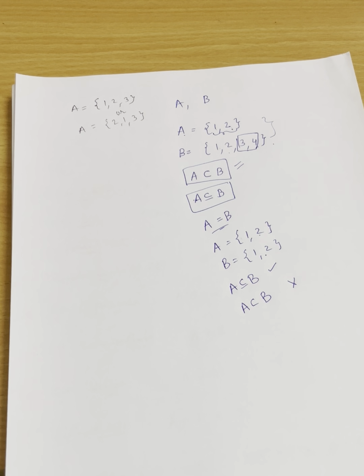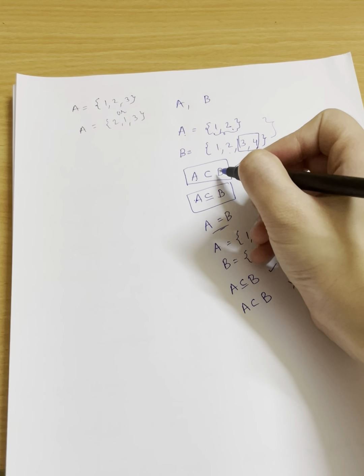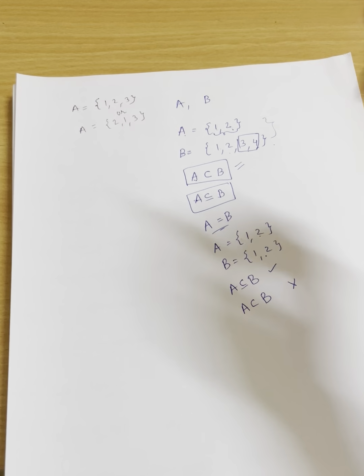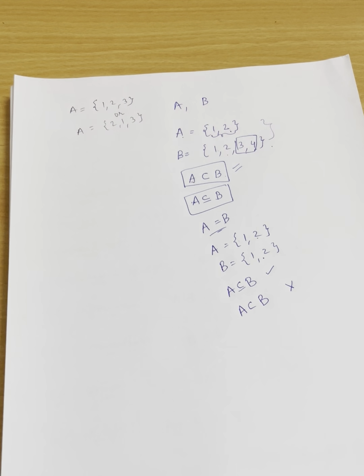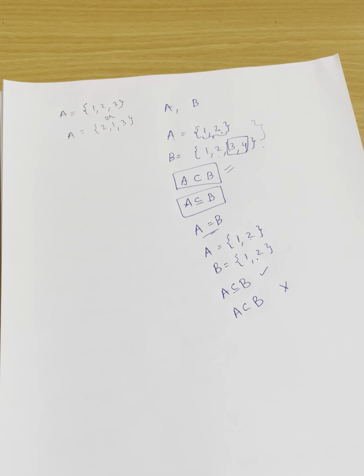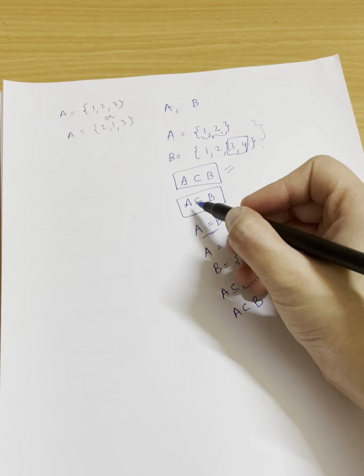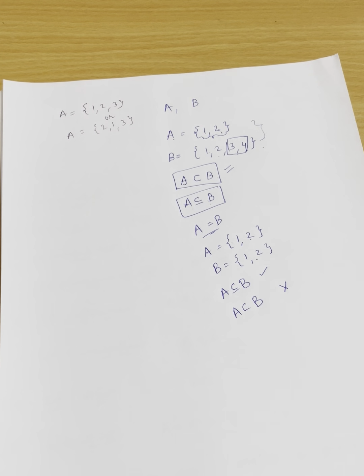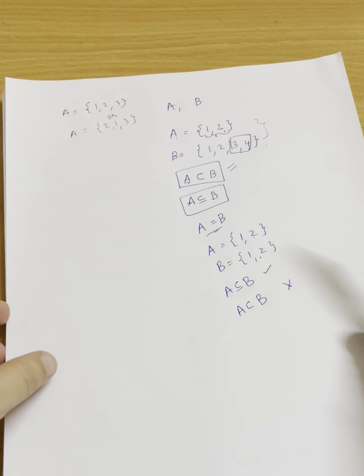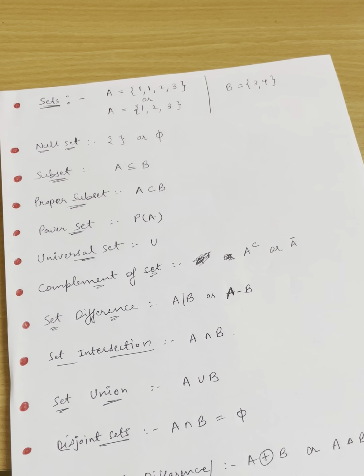Now we distinguish between subset and proper subset. Proper subset means these two sets can never be equal. That is the basic difference between subset and proper subset. But in a subset, these two sets may be equal. There is no restriction between these two sets. So that is subset. I think now there is no confusion between subset and proper subset.